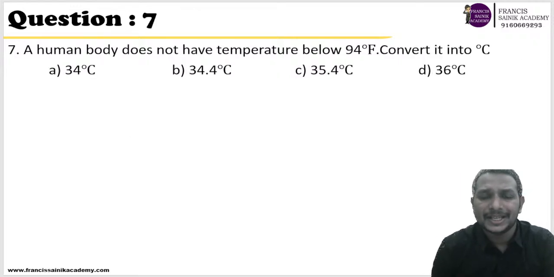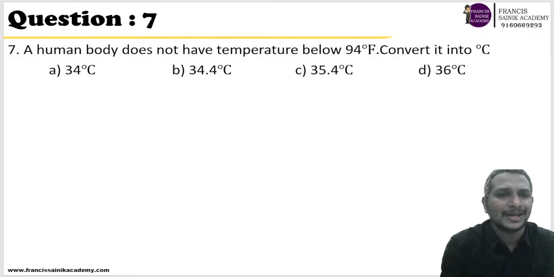A human body does not have a temperature below 94 degrees Fahrenheit, because that is our normal. I mean, it won't be below 98 degrees Fahrenheit, which we say is the body temperature. Convert 94 degrees Fahrenheit into degrees centigrade or degrees Celsius. This is related to the conversion of temperature from degrees Fahrenheit to Celsius.